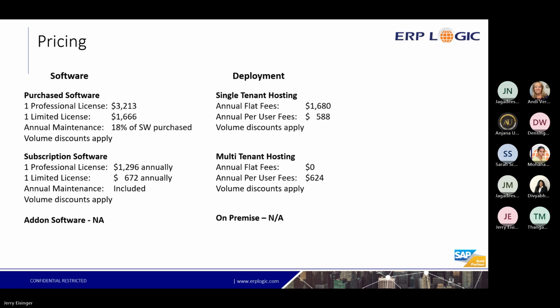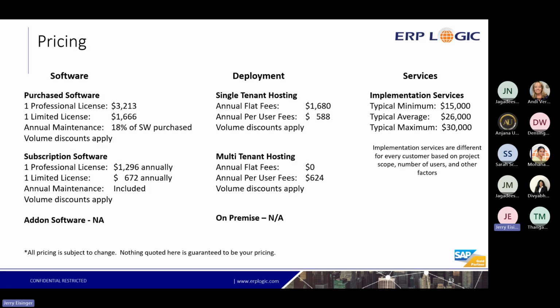And the last thing is implementation again, and this is purely just at this point to give you rough ideas of what implementations cost. But again, a typical implementation, you're somewhere in the $15,000 minimum is a good idea of where these things start. In the mid-20s is kind of an average implementation. But if we get something more complex, again, it can get up as expensive as $30,000. And this is again for just Business One only.